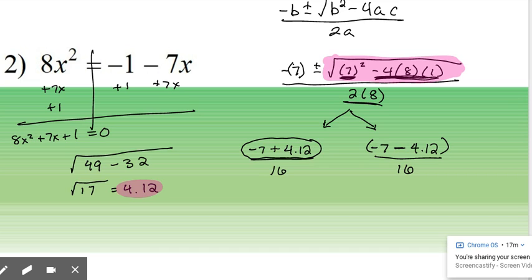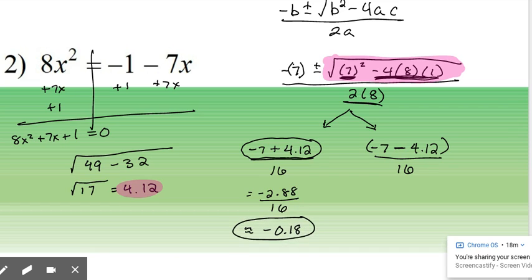So -7 plus 4.12. I'm getting -2.88 divided by 16. And for this first one, I get about -0.18. There's one solution.